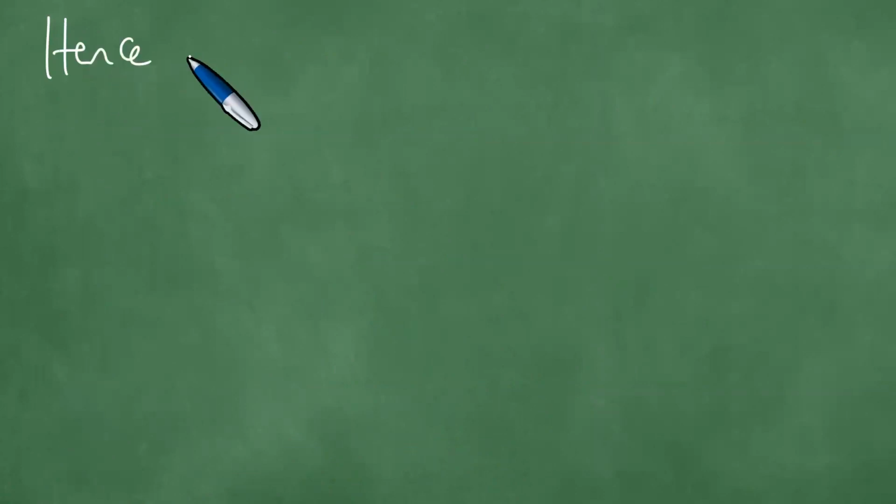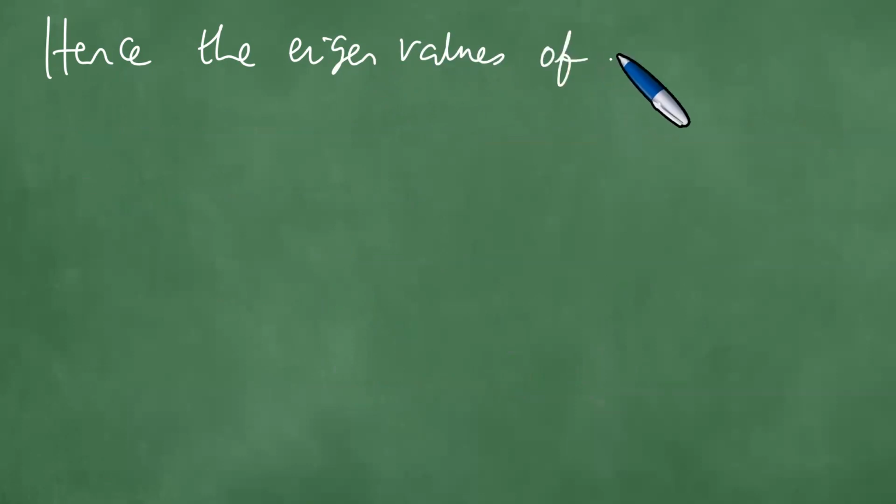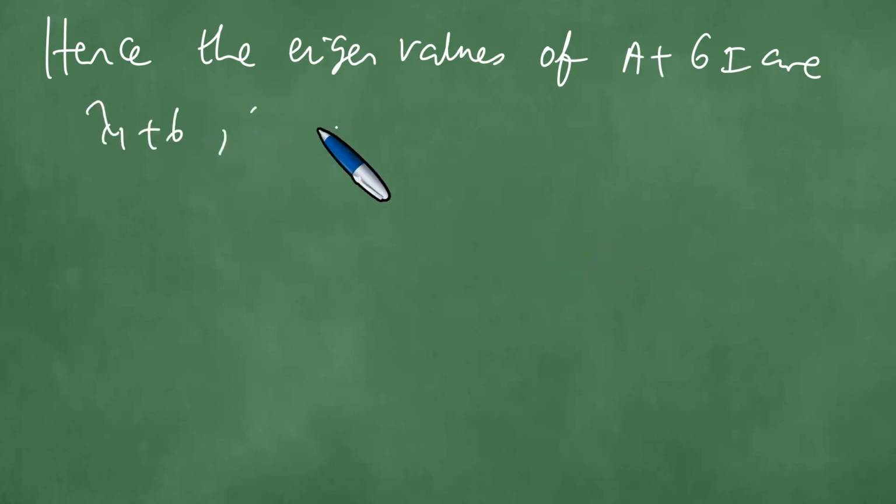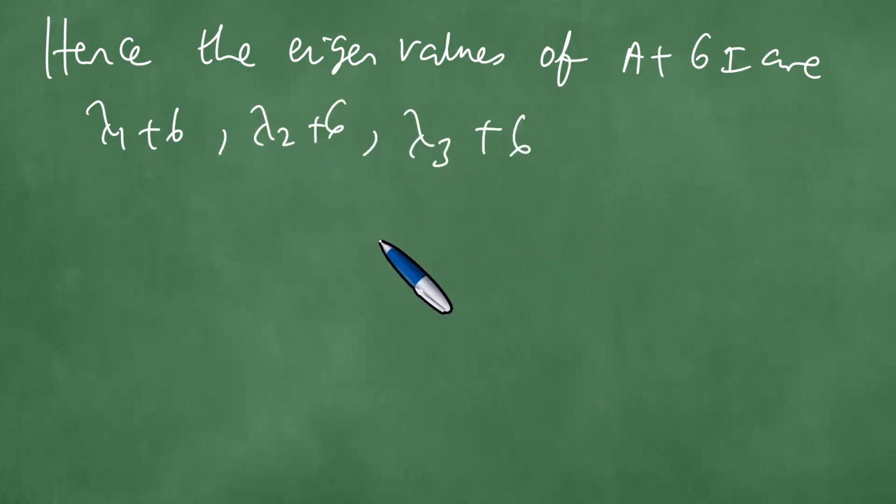Hence, the eigenvalues of A plus 6I are lambda 1 plus 6, lambda 2 plus 6, lambda 3 plus 6. Okay, we are continuing and we're analyzing these.